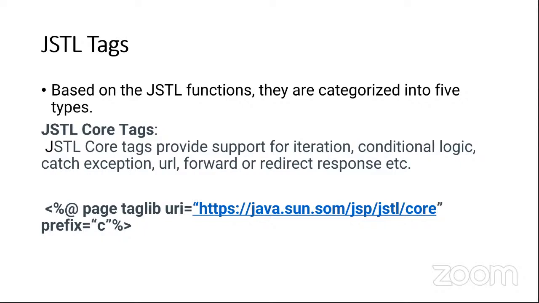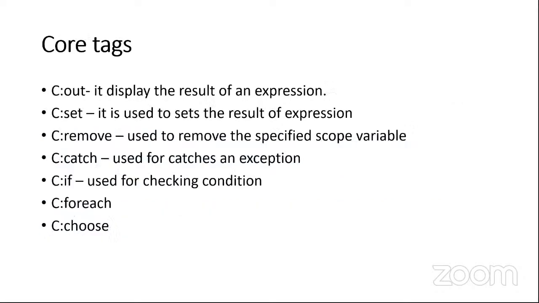Okay, let's see what tags we have. We have c:out and c:set. c:out is basically for printing an expression or expression value. Set is used for setting the result of an expression. Remove is used for removing a variable which is specified in a specific scope.